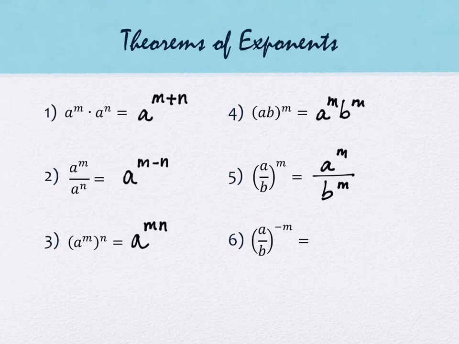Number 6 is the most interesting. So on number 6, we see a negative exponent showing up. Otherwise, it looks a lot like number 5. So the negative exponent flips the fraction upside down, all right? And other than that, it does the same thing. So I'm going to take this in sort of 2 steps. This is like having b over a now, because it flipped because of the negative, and then you're raising it to the power m. So we end up with b to the m over a to the m.